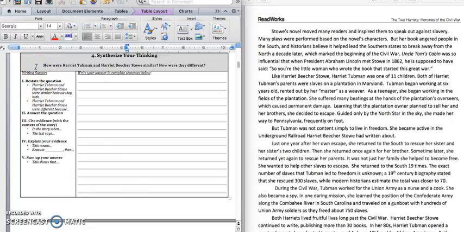We would like you to compare Harriet Tubman and Harriet Beecher Stowe. How are they similar and how are they different? Make sure you answer both parts of the question, how they are similar and how they are different, and use evidence from the text to support your answer.